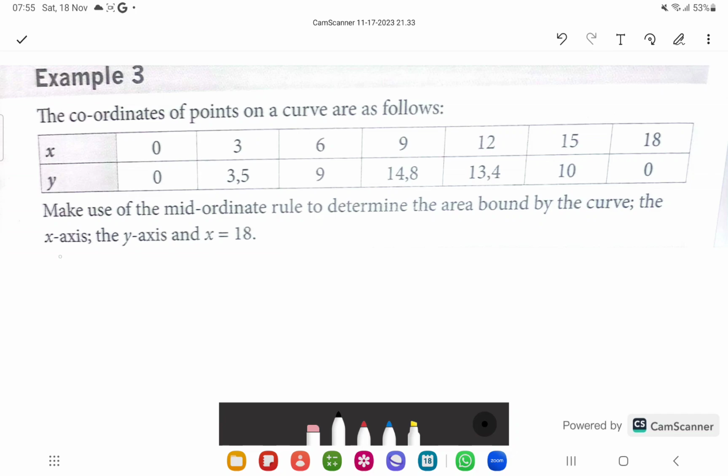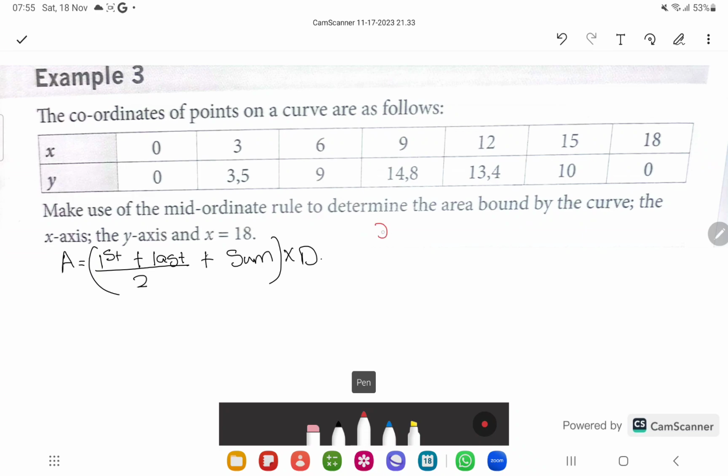What are we going to do here? It is very simple. We're going to say the area is the first plus the last divided by 2 plus the sum multiplied by the distance. Remember, our distance, we normally get it from the value of x. So if you check here, it's 0, 3, 6, 9. Therefore, the difference is 3. Okay, then if you check here, what is our first term? It's 0. What is our last term?